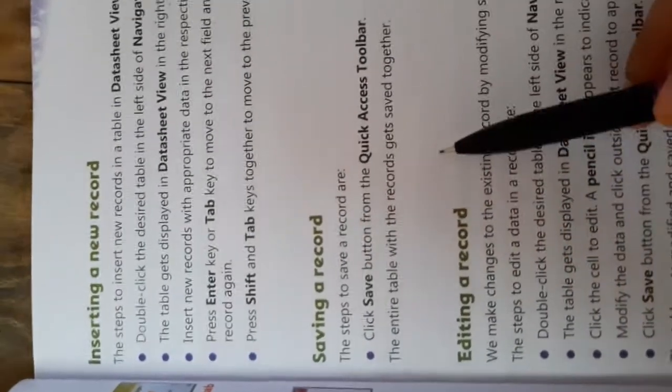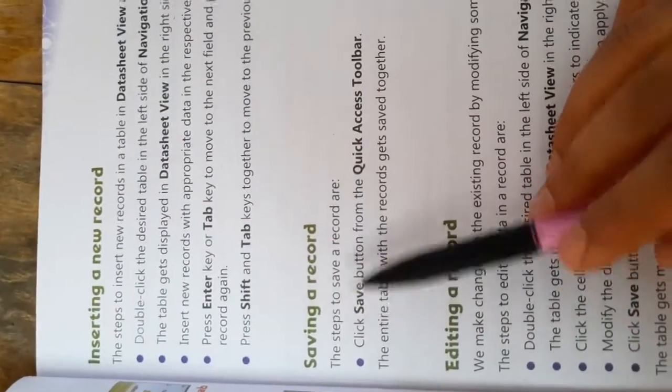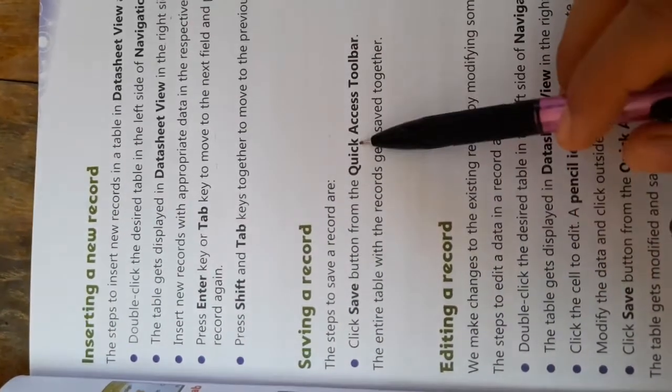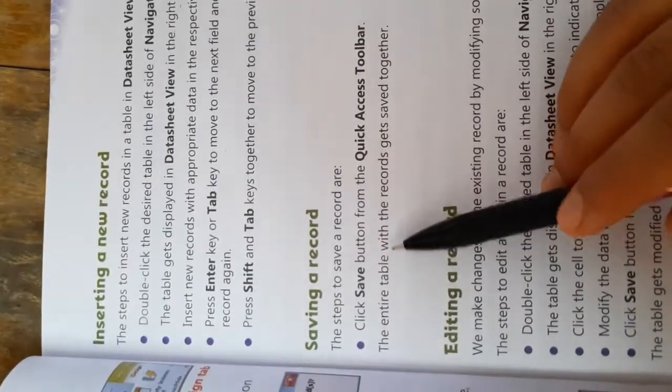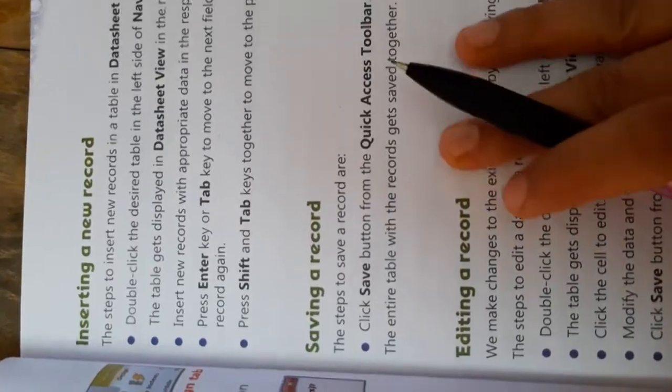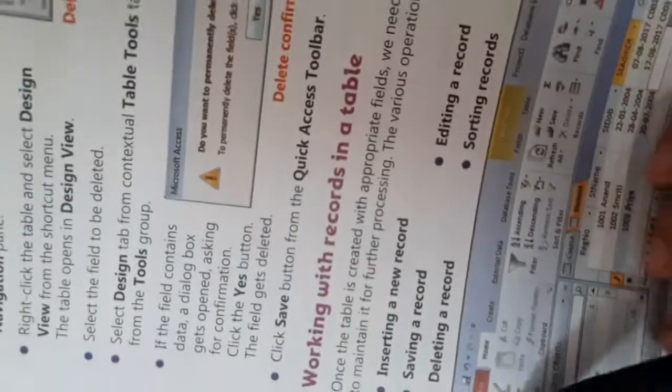Now saving a record. How are you going to save the record? The steps are: click on the save button from the quick access toolbar. The entire table with the records gets saved together. Now here you are going to click on the save button and the file will be saved.